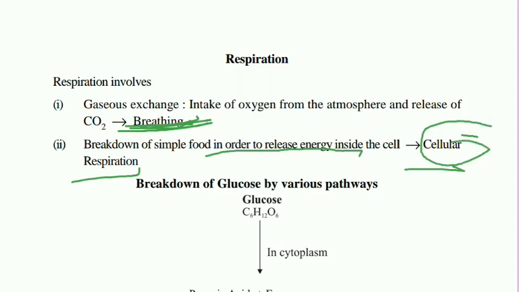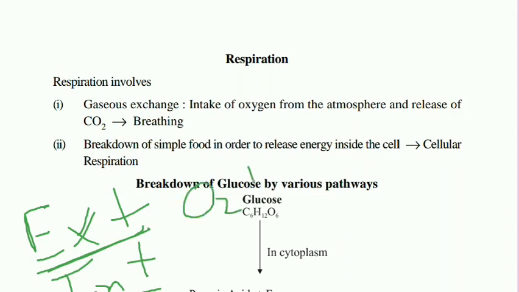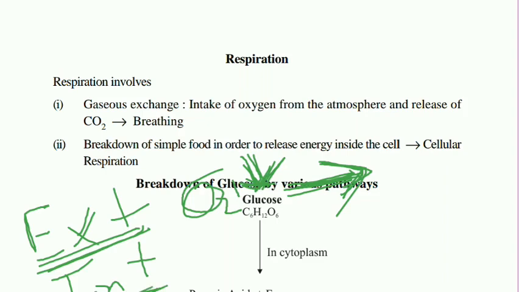So respiration completes in two steps: first is external and second is internal. In external respiration, the oxygen is taken in by the body and transported to the organs, or more specifically to the cells where it is needed. And in internal respiration, this oxygen is utilized to release energy.